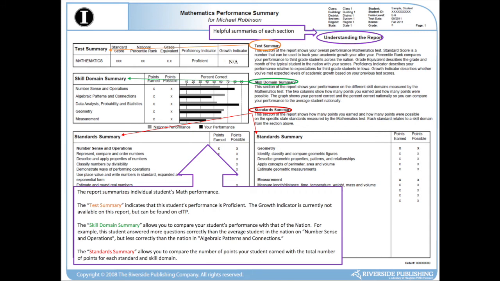The mathematics performance summary for Michael Robinson, our fictional student, looks very similar to that of the reading performance summary. The only difference will be a different standard summary, and of course, the proficiency for a student may be different based on where their strengths lie.